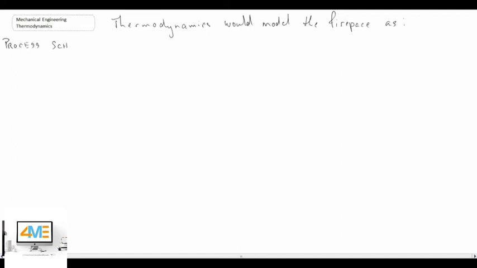the fireplace we've been talking about. So thermodynamics would model the fireplace as we quite often use two different diagrams in thermodynamics. We have one which is called the process schematic. So I'll write it over here on the left. And the other schematic we have is called the process diagram.